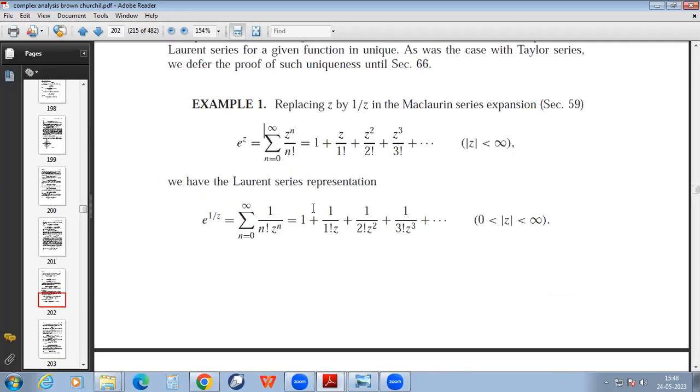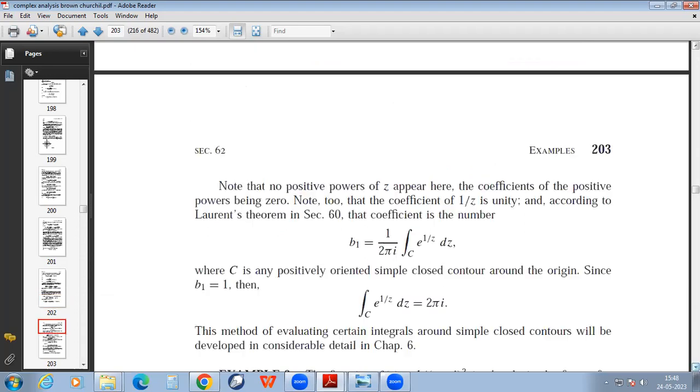So what happens is, the coefficient of 1 by z is what I'm interested in, and the coefficient of 1 by z is 1. That particular coefficient up till now we have denoted by b1, because what is the Laurent series expansion? You know, a naught plus a1 times z minus z naught, plus a2 times (z minus z naught) bracket square and so on.